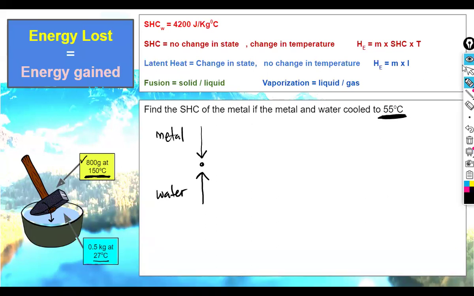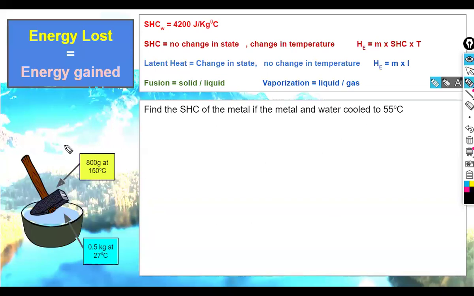I mentioned this last term, right? The conservation of energy. The conservation of energy is this: the energy at the beginning of a question is equal to the energy after. In other words, energy cannot be created or destroyed. It's just converted from one form to the next. And we could actually use that concept to figure out the specific heat capacity of this unknown metal.